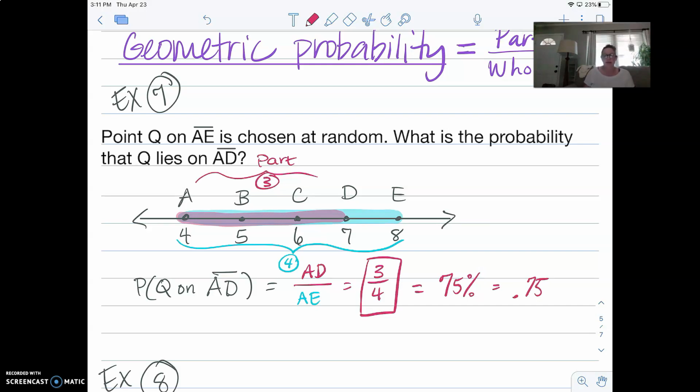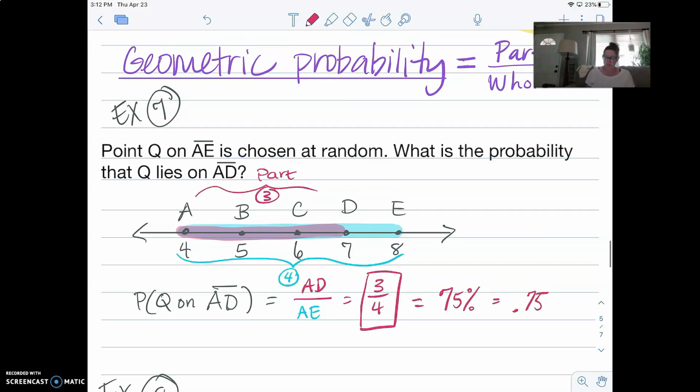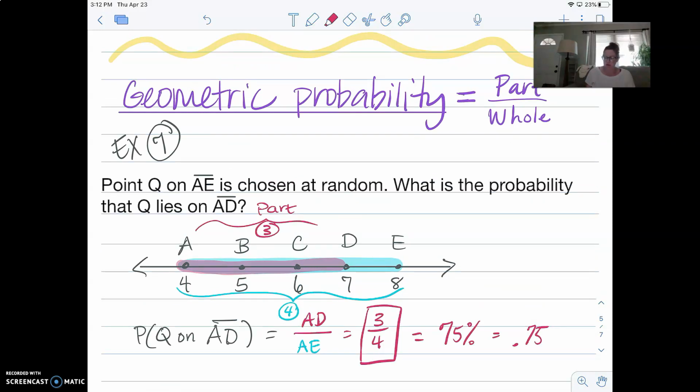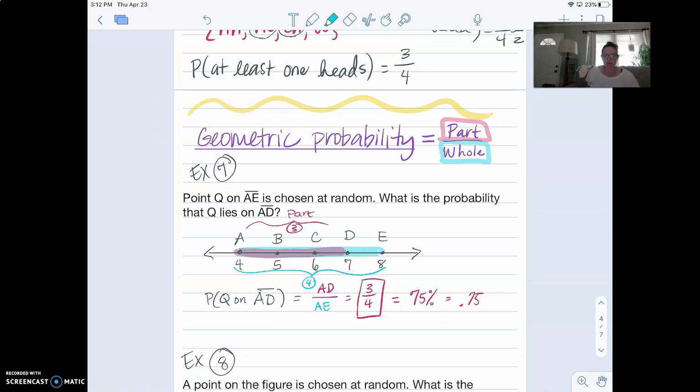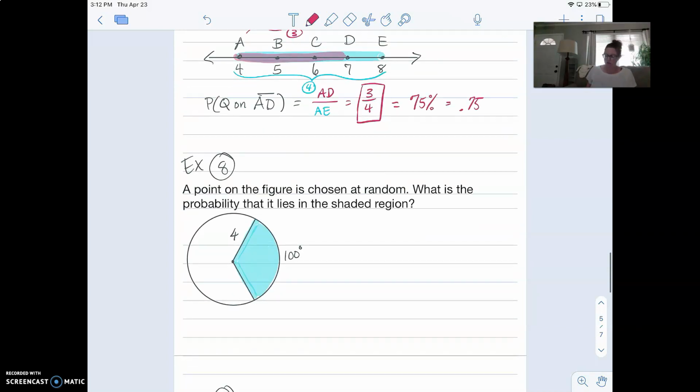Okay, so not too bad with the segments. You just take the part, right up here. You take the part, and then you divide by your whole. That's it. Okay, now let's apply that, instead of segments, to area, that you have been doing from Unit 7.